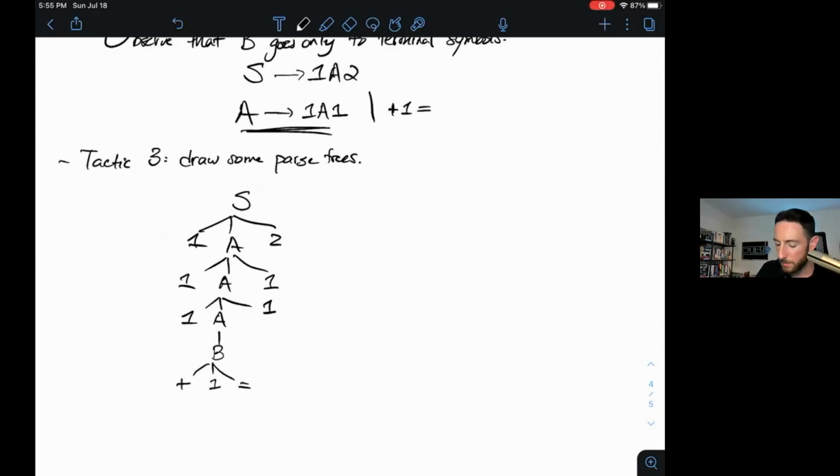And if I draw out a few of these parse trees, and I start concatenating them to get strings in the language, not only do I get some example strings, like I do from my derivations, but I also sort of see the structure that every parse tree is going to have. Every parse tree is going to use this first rule to go from S to 1A2. Then some number of times we'll use our second rule to go from A to 1A1. And then we'll always finish off with this third rule.